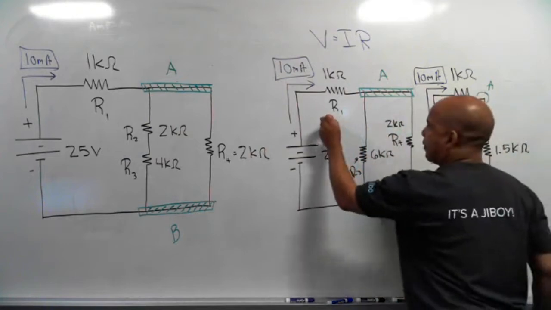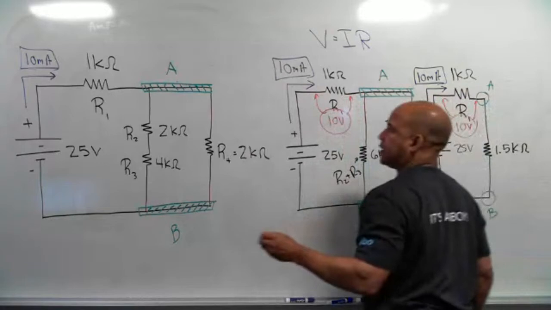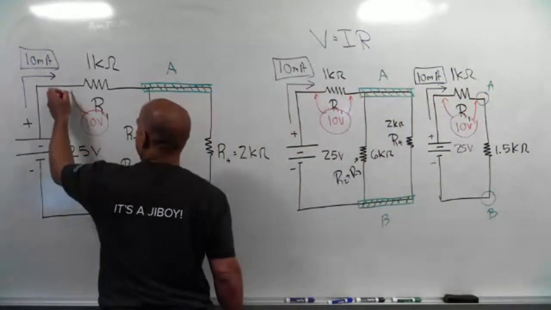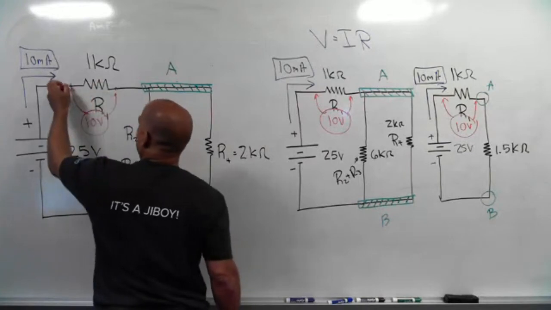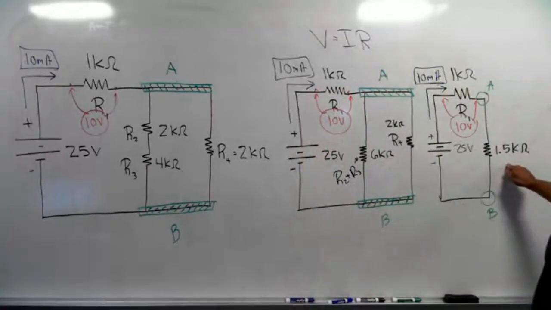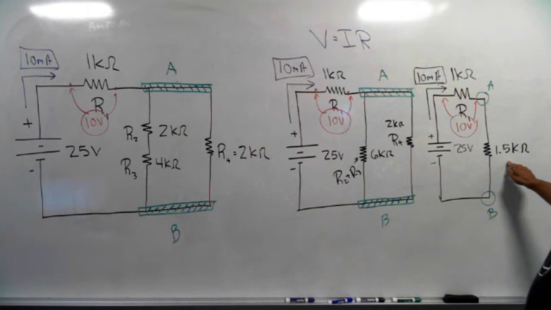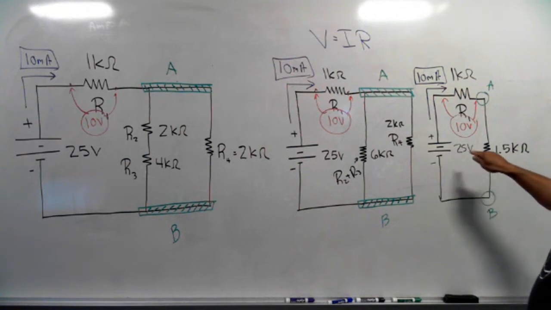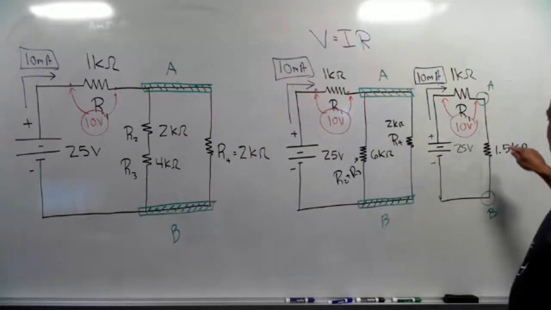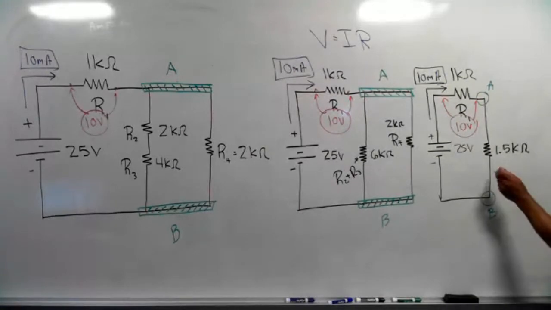I want to show it in every diagram. 10 volts across R1 here. And then 10 volts across R1 here. And then over here, I can do the same thing. I've got a choice now, right? I can either do 10 times the 1.5, or I can apply Kirchhoff's voltage law, which says that if I have 25 volts across the whole network, I'm dropping 10 across the first resistor. This voltage plus this voltage has to equal 25. So this voltage right here has to be 15.